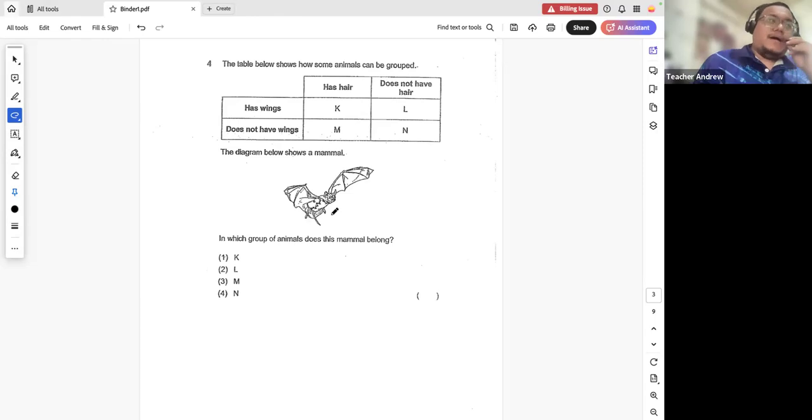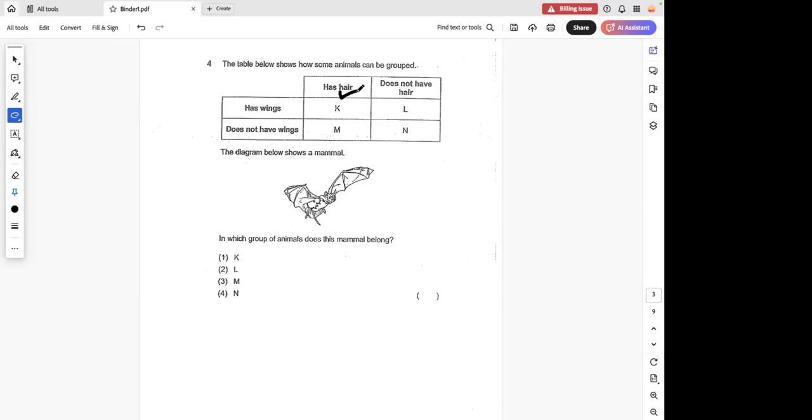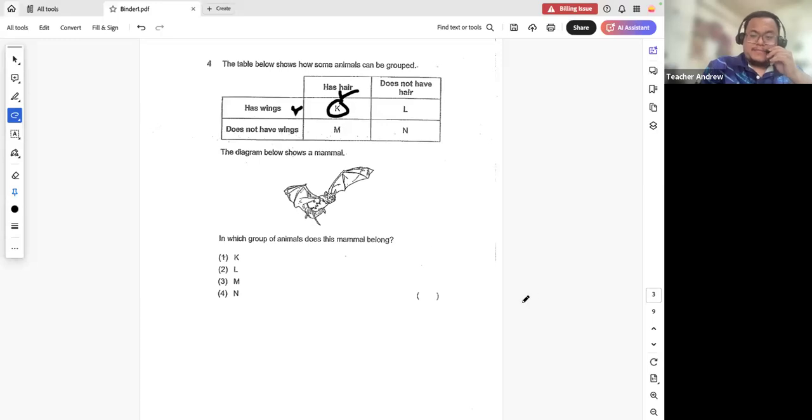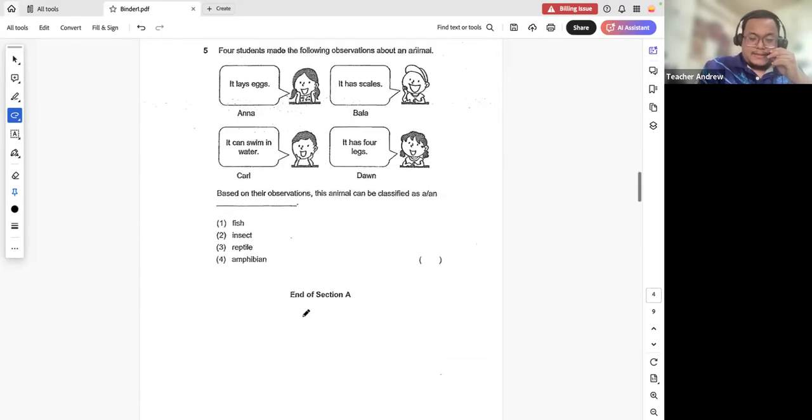All right, the characteristic of mammals is all mammals actually have hair, right? So if all mammals have hair, and have wings, right? So the answer is, it has wings, yes, so the answer is K. So that will be answer number 1. Because mammals have hair, so it is here, has wings. So therefore, to fulfill these 2 criteria, K is the one that fulfills these 2 criteria. The answer is K. And let's carry on.